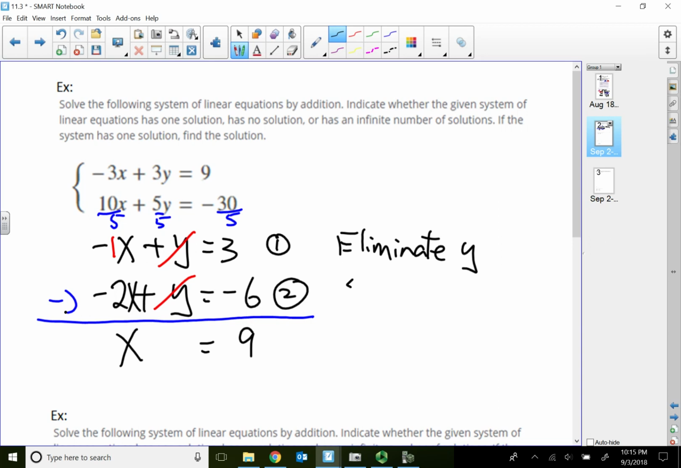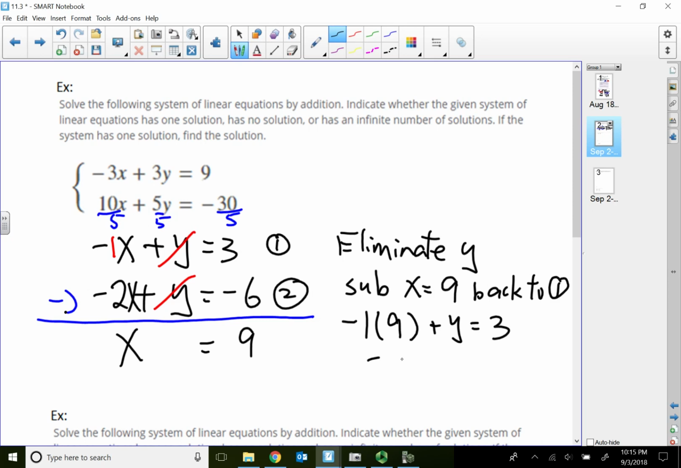So now I'm going to sub my x equal to 9 back into my first equation or second equation. It doesn't really matter. I just pick one. The one that looks the easiest. I'm going to go back to the first one. So if I sub my x equal to 9 back into the first equation, remember now the first equation is negative x or negative 1x. So that will be negative 1 times x is 9. Be careful with the sign. Plus the y is equal to 3. So this is negative 9 plus y equal to 3.